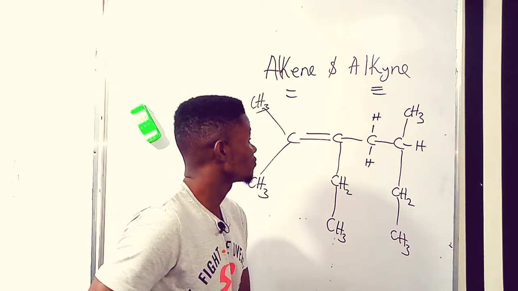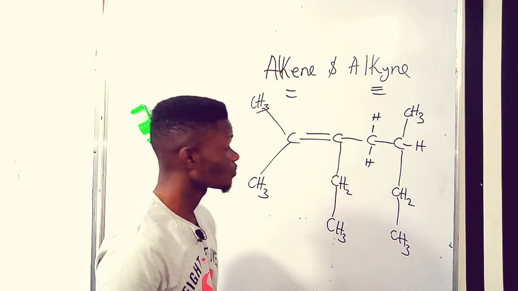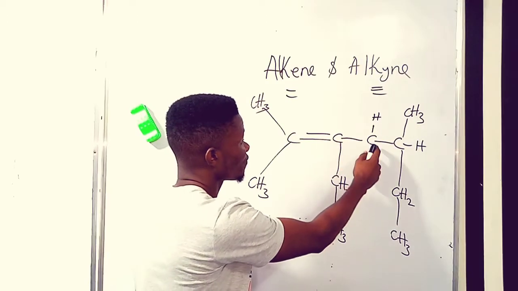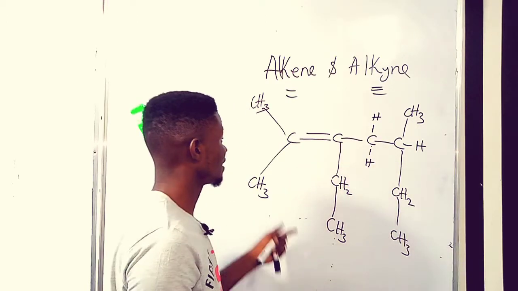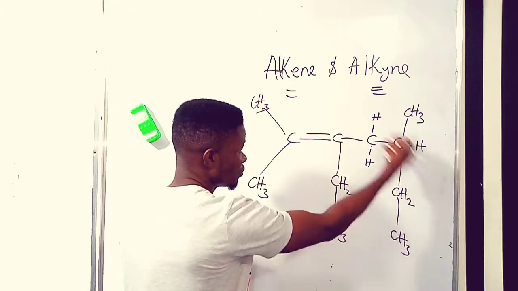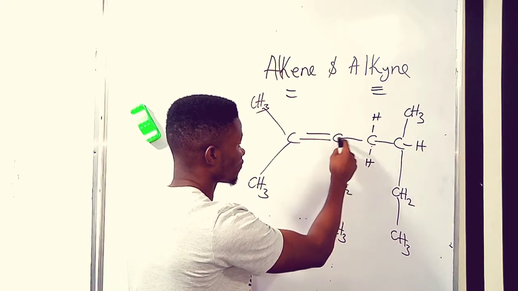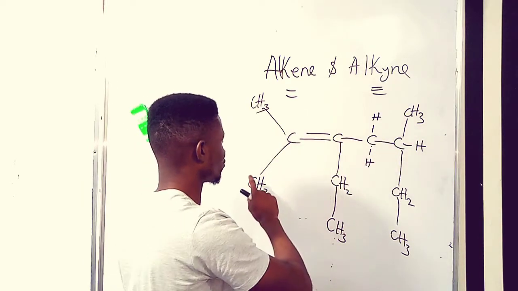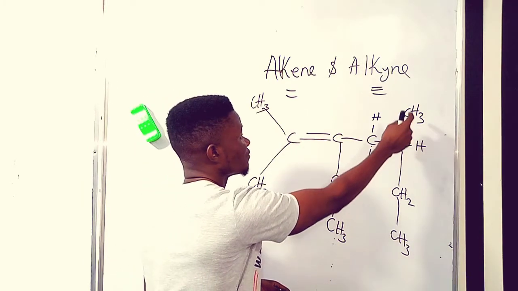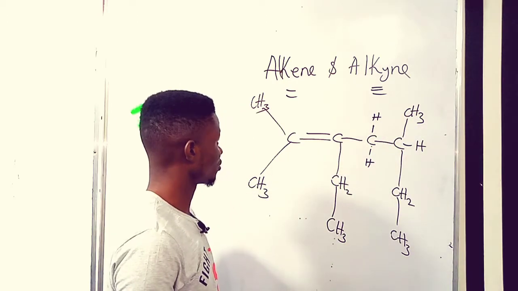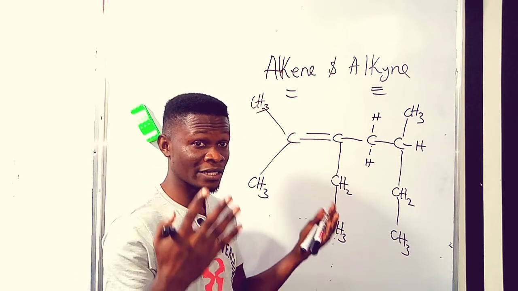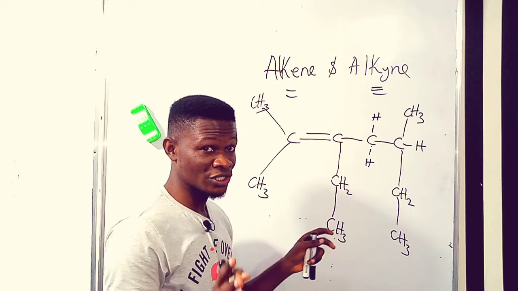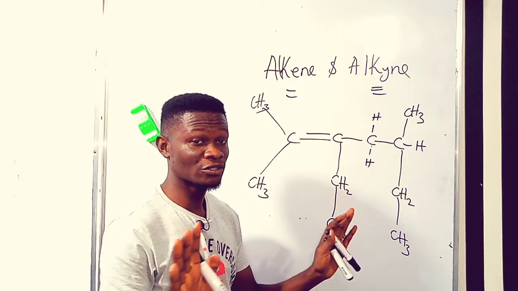Alright, let's count from the other direction. From the other direction, we are going to have 1, 2, 3, 4, 5, 6, 7. Okay, we are having 7 in this direction. Let's count this direction. 1, 2, 3, 4, 5, 6, 7. Still 7. Let's count this other direction. 1, 2, 3, 4, 5, 6. This one is not even up to 7. So we are going to take the longest continuous chain. Now, three directions gave us carbon atom number 7.